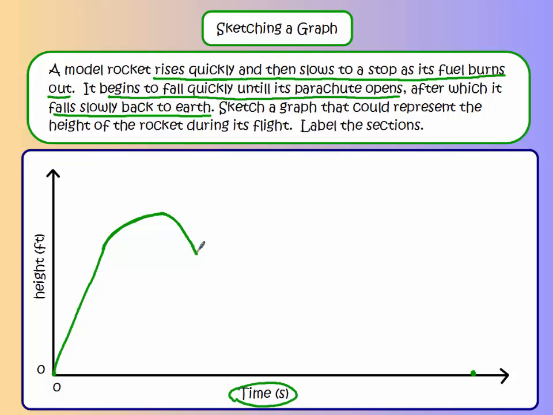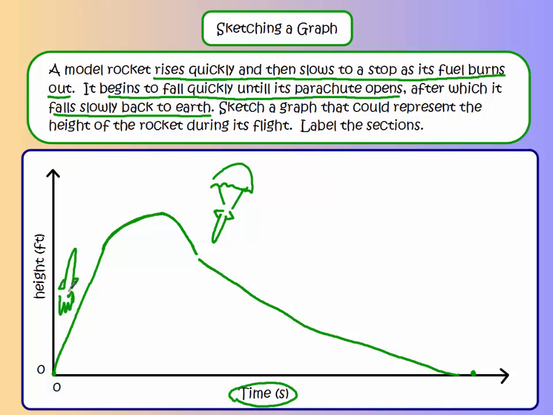And then what happens? The parachute opens, right? So here's my rocket, and its parachute opens. And what happens? It descends slowly back down to Earth. It just kind of drifts down over time and just drifts down to Earth. So here, the rocket's going up. Here's where it's kind of slowing down and running out of fuel. And then the parachute opens and it falls.